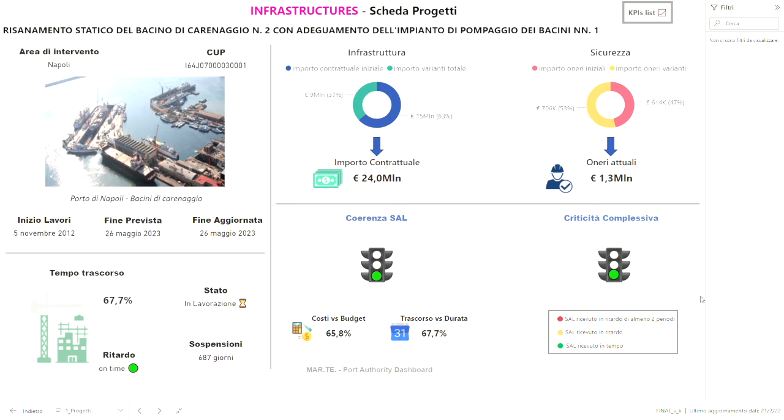In addition, the cost structure is coherent with the budget, including the extras, and with the percentage of elapsed time. The time spent and the cost incurred are about 67 percent on average of what was planned. So the traffic light SAL consistency is green. Overall, as we can see, this project does not show any critical issues to remark.